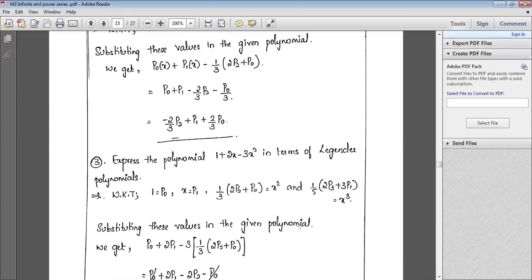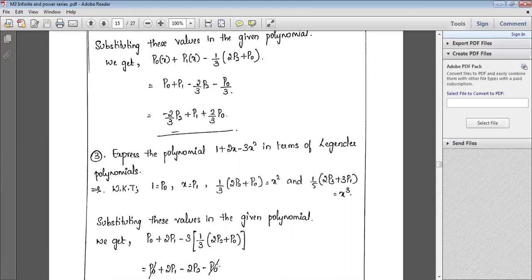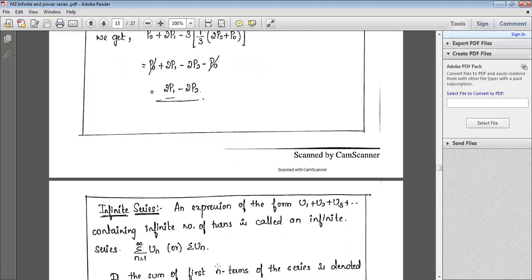Express the polynomial 1 plus 2x minus 3x square in terms of Legendre's polynomial. See, 1 is nothing but P naught, x is nothing but P1, x square is nothing but this, x cube is, just substitute everything in this 1 plus 2x minus 3x square and you will get the answer.